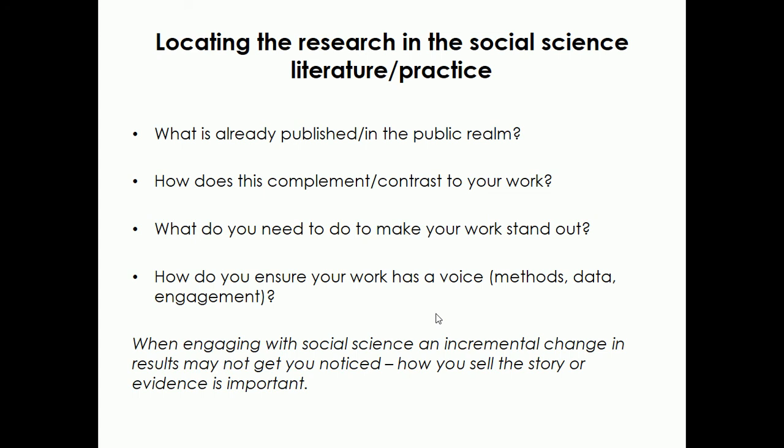And so potentially one of the largest differences between the natural and physical sciences and social sciences is that the data and the evidence that you produce might only be very, very incremental in terms of how it develops the argument further. And it may not get noticed because it just adds to something. So one thing that we think social science can offer for natural scientists is that it can help you sell your story and sell the evidence in a more visible way.